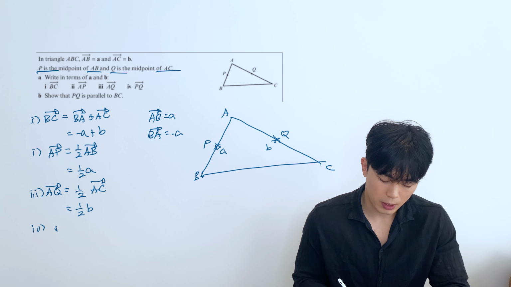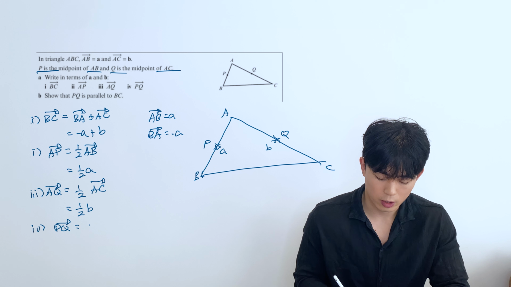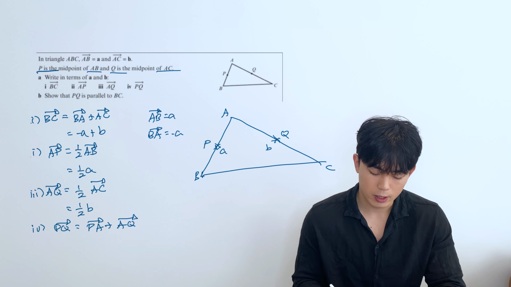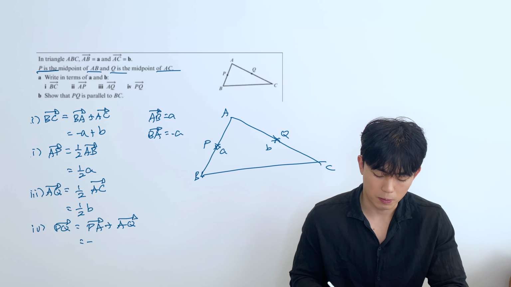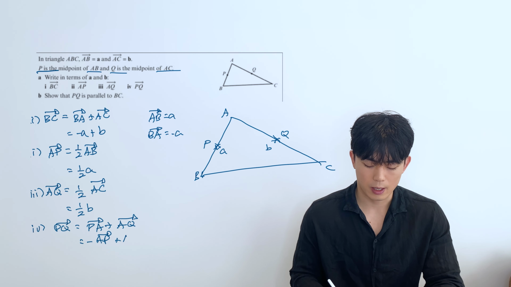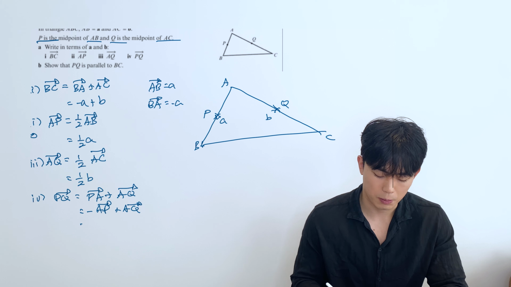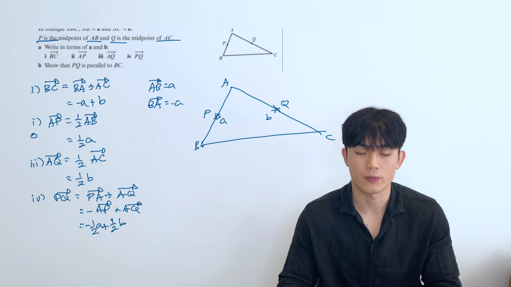And finally, P to Q. I can go P to A plus A to Q. That's the route I'm going to take. And P to A is the same thing as minus A to P, the opposite direction, plus A to Q. We found A to P earlier in part 2, so it's going to be minus half a, plus A to Q, which was in part 3, plus half b, and that's going to be our P to Q.